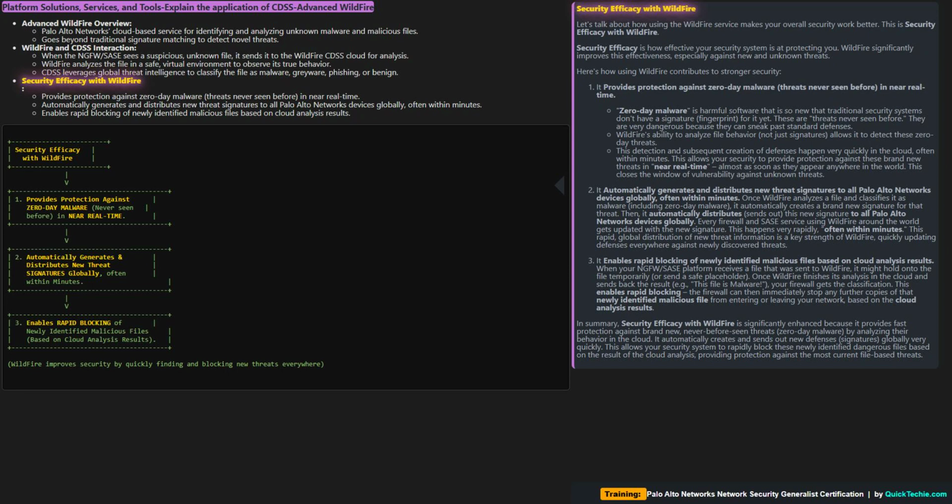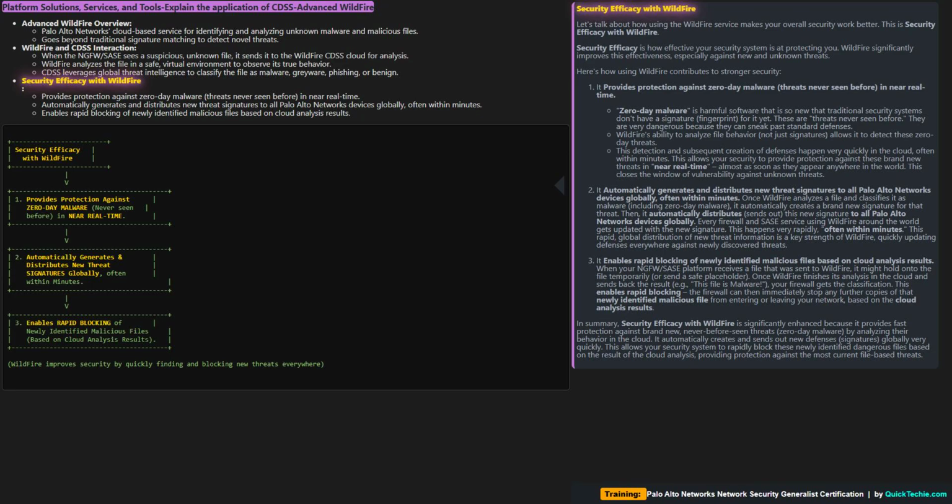Security efficacy with WildFire. Let's talk about how using the WildFire service makes your overall security work better. This is security efficacy with WildFire. Security efficacy is how effective your security system is at protecting you. WildFire significantly improves this effectiveness, especially against new and unknown threats. Here's how using WildFire contributes to stronger security.